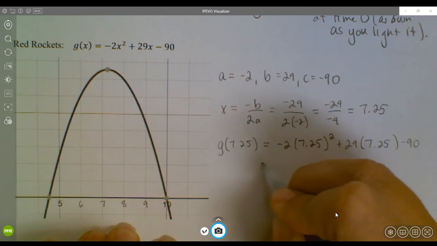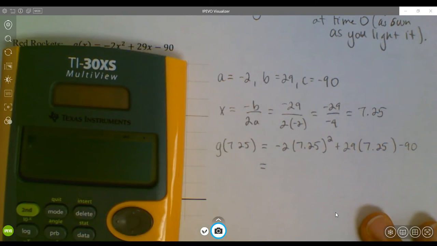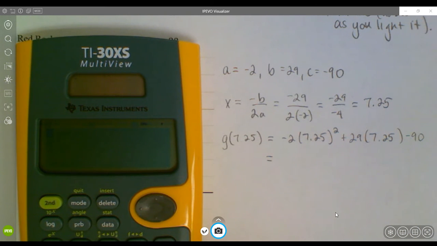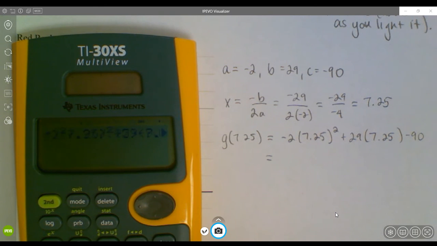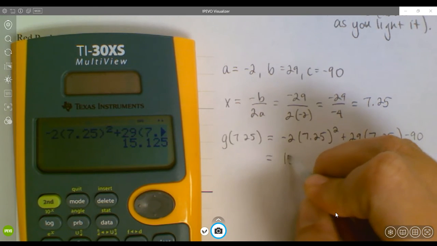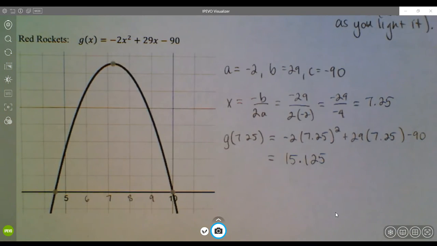And I am a firm believer in work smarter, not harder. So I have my good friend TI here to help me. So I'm going to take -2 times 7.25 squared plus 29 times 7.25 minus 90, and I get 15.125. Okay, big deal. What does that tell me? Oh my gosh, that tells me so much.